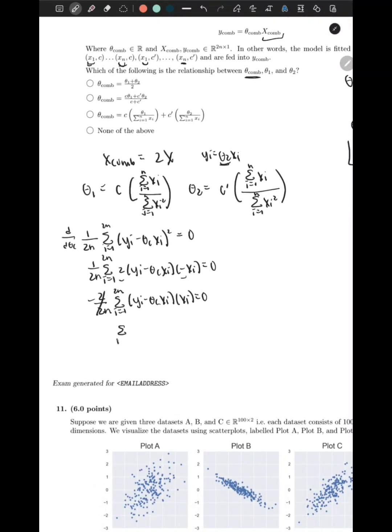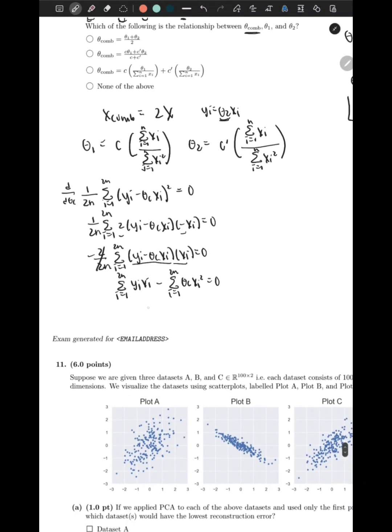So now we're just left with summation i equals 1 to 2n, and I'm going to split up our summation into two different summations. So the first summation is going to be yi xi, and then minus summation i equals 1 to 2n of theta c xi squared. And moving this expression to the right side, summation i equals 1 to 2n of yi xi is equal to the summation i equals 1 to 2n of theta c xi squared.